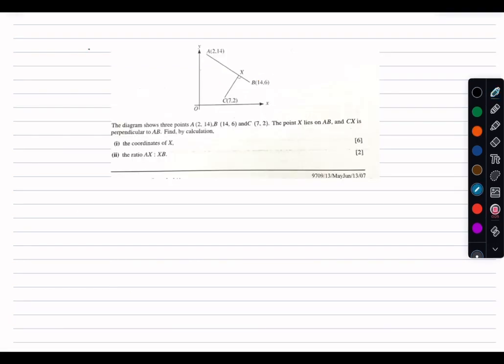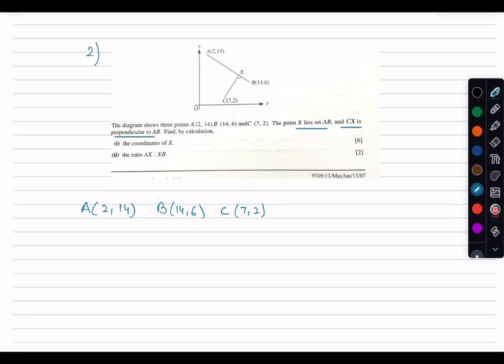The second question that we are going to practice today is from May-June 2013, variant 3, question number 7. This question is of 8 marks, and let's start working on it. The diagram shows the points A, 2 and 14. We have the coordinate of A, which is 2, 14, and B, which is 14, 6, and we have been given C also, which is 7, 2. The point X lies on AB. So X is on AB and CX is perpendicular to AB.